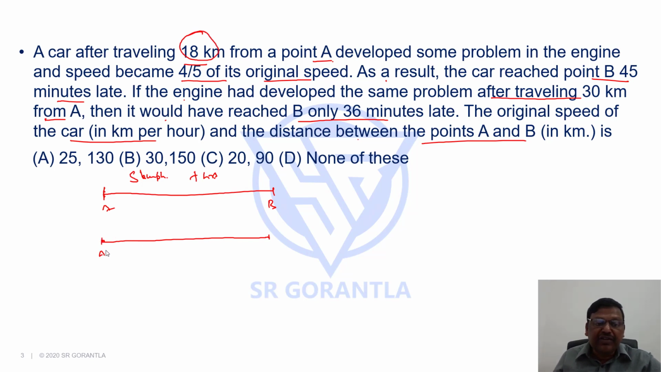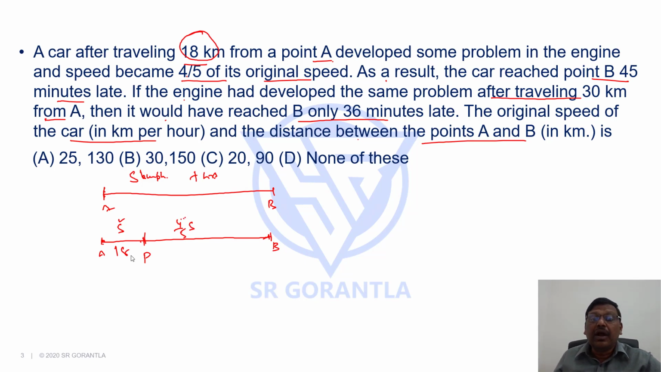But now, the car actually had some problem after traveling for 18 kilometers. So, it started from A at S speed. After traveling up to, let us say, a point P at the speed S, how far is this A to P? 18 kilometers. There is a problem in the engine. Now the speed has become 4/5 of the original speed. From P till the end B, the car is traveling this distance between P and B at 4/5 of the speed.